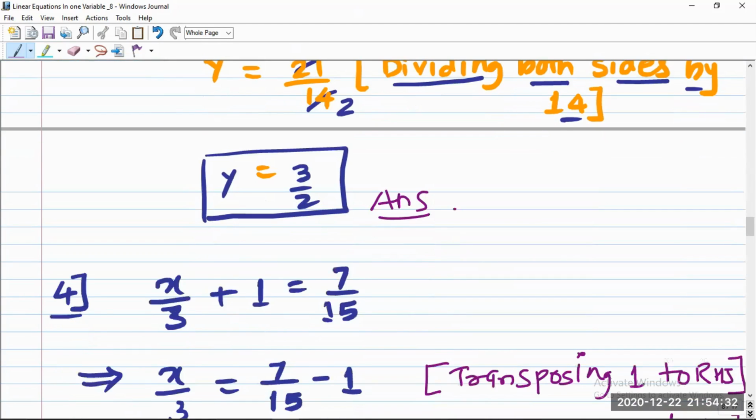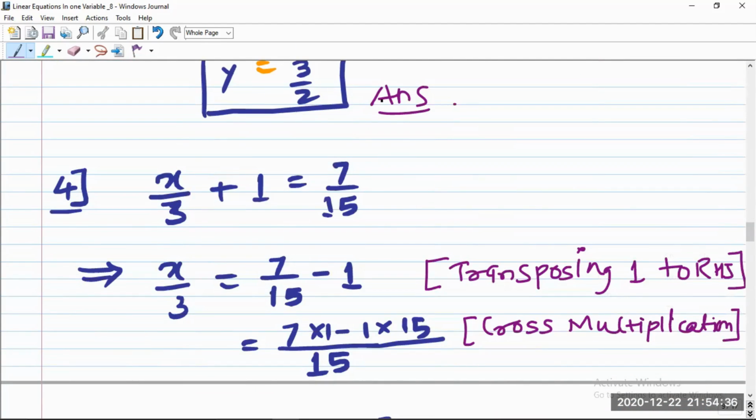Now we will see a few more examples. The next one is somewhat complicated, a somewhat different form of the sum. So here we have the coefficient of x in fractional form, right? The coefficient of x is not an integer, but it is a rational number or fractional form. So the given example is x by 3 plus 1 equal to 7 by 15. So here our first step should be, we need to transfer, or remove, a number added or subtracted with the term of x. So here 1 is added with the term of x on the left side, we need to take it to the right side. Since it is an addition, when it goes to the right side, the sign will change. So 1 will become minus 1 here.